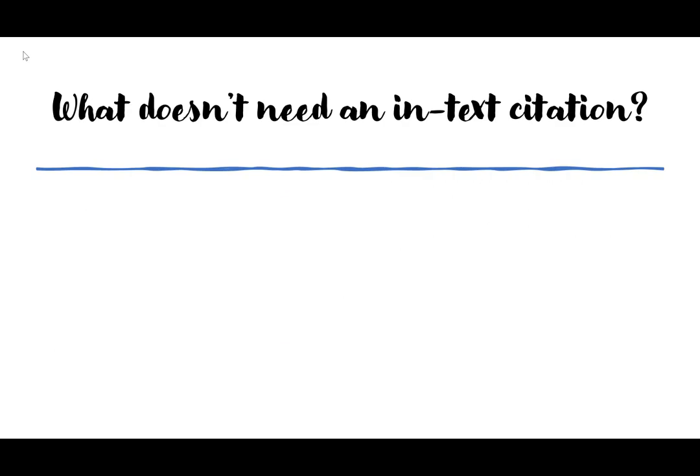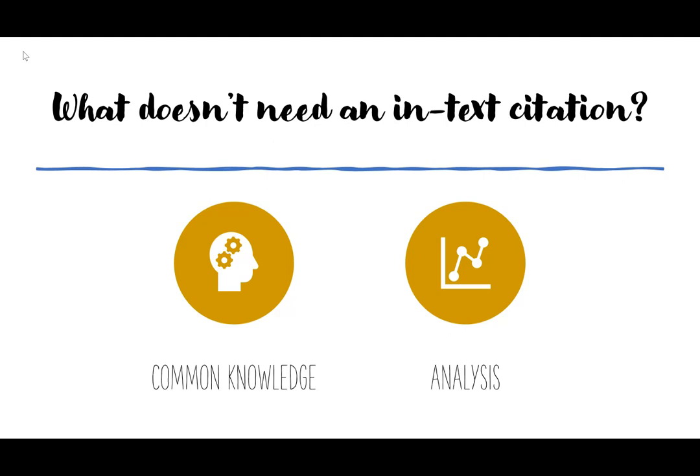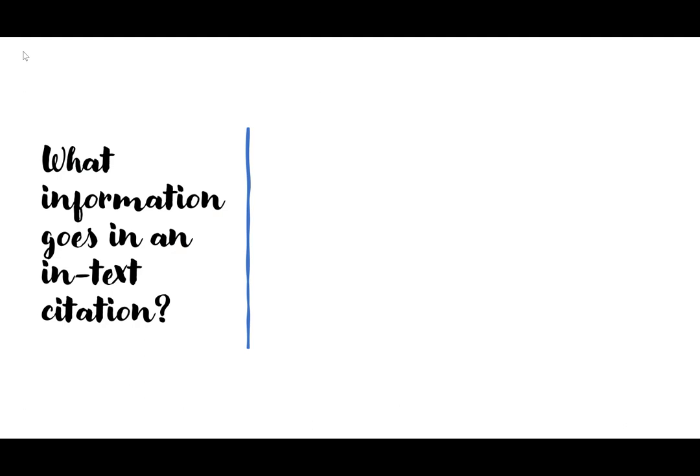So what doesn't need an in-text citation? Because not everything does. Common knowledge doesn't need an in-text citation, and neither does analysis. What information goes into an in-text citation? Authors go in, or titles and page numbers, and we'll talk about how you determine which one you need.